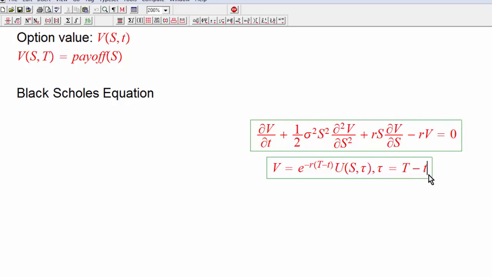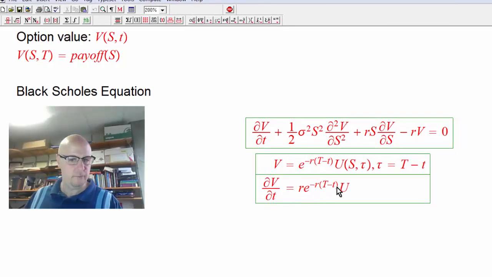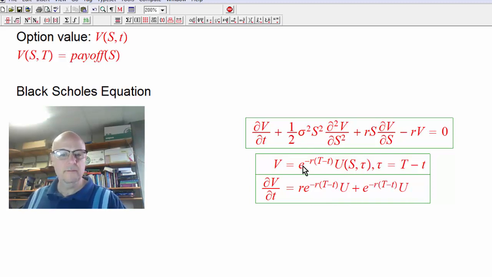I'm using the notation from the book, but if I'm getting dV dt here, I'm going to have to do the product rule. The derivative of the first is just going to pop out a minus r when I differentiate with respect to little t, times leave the u alone, plus leave the e to the minus rt. Now I need the derivative of u with respect to time. So this will be u sub t. I'm using that for my derivative.